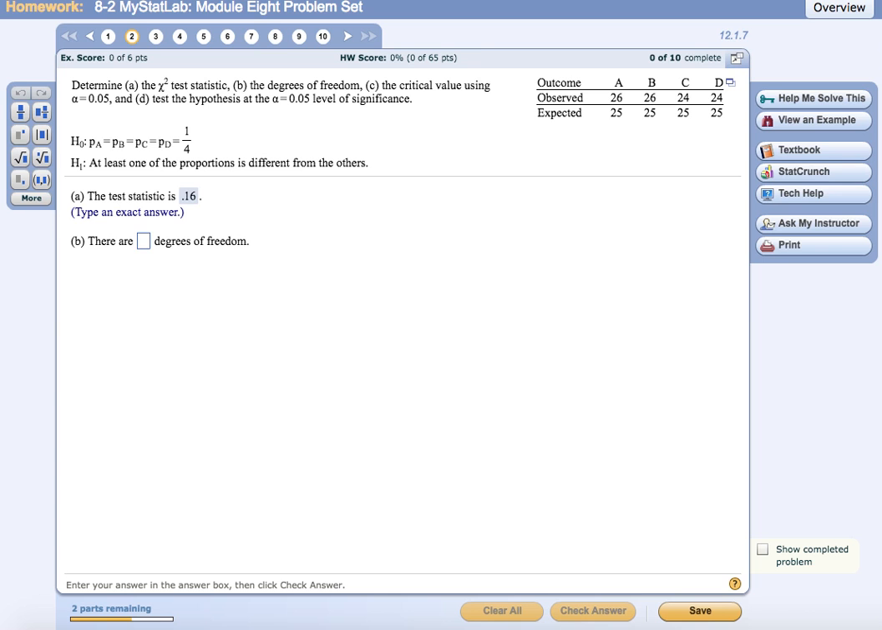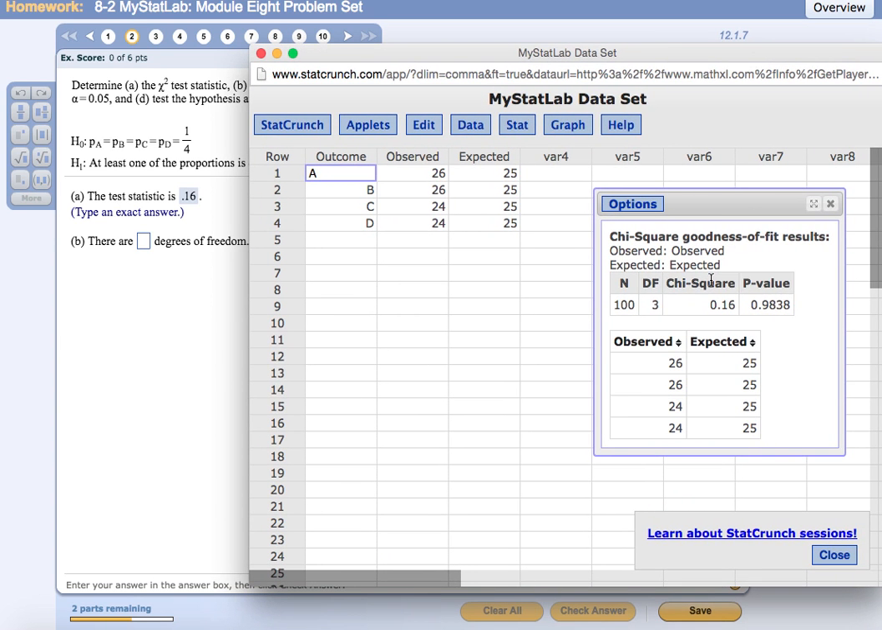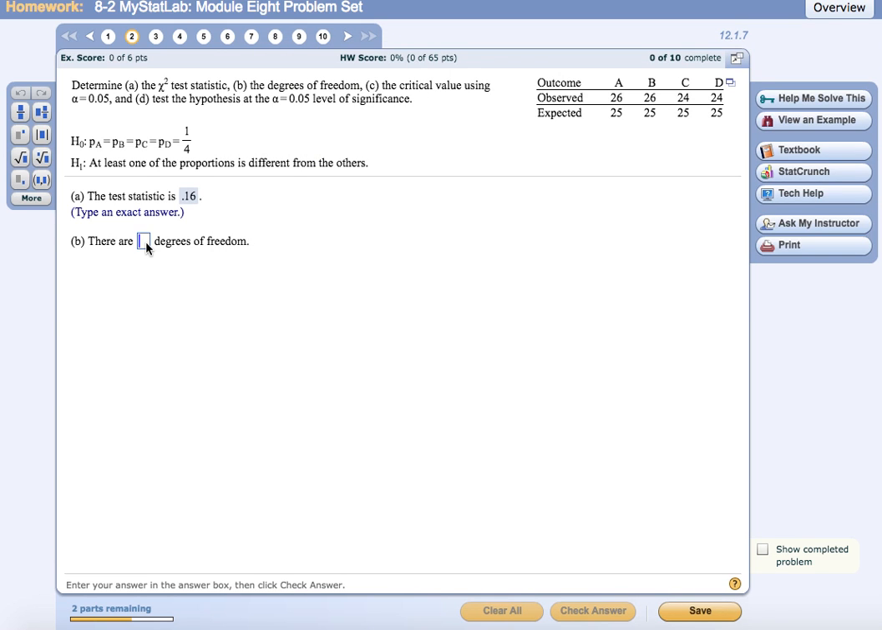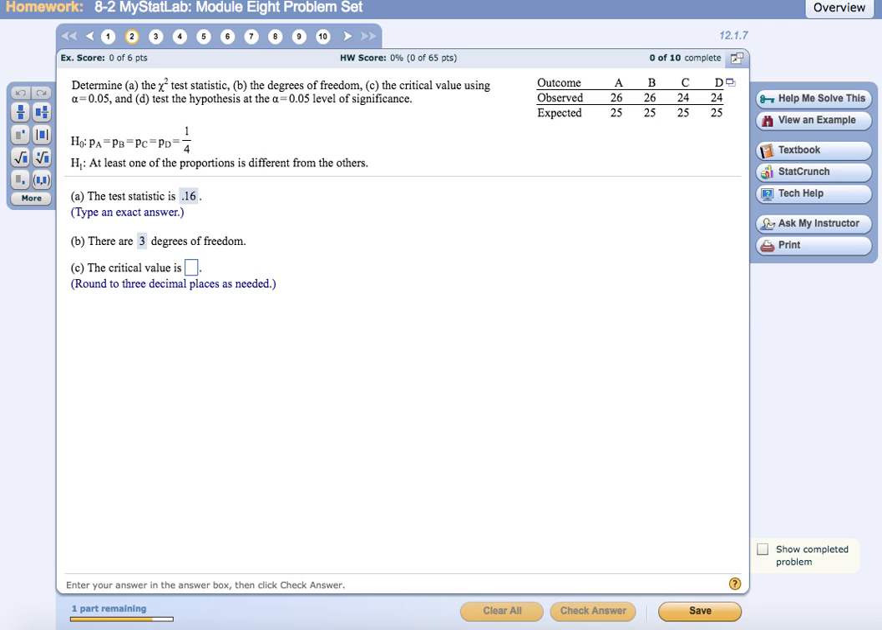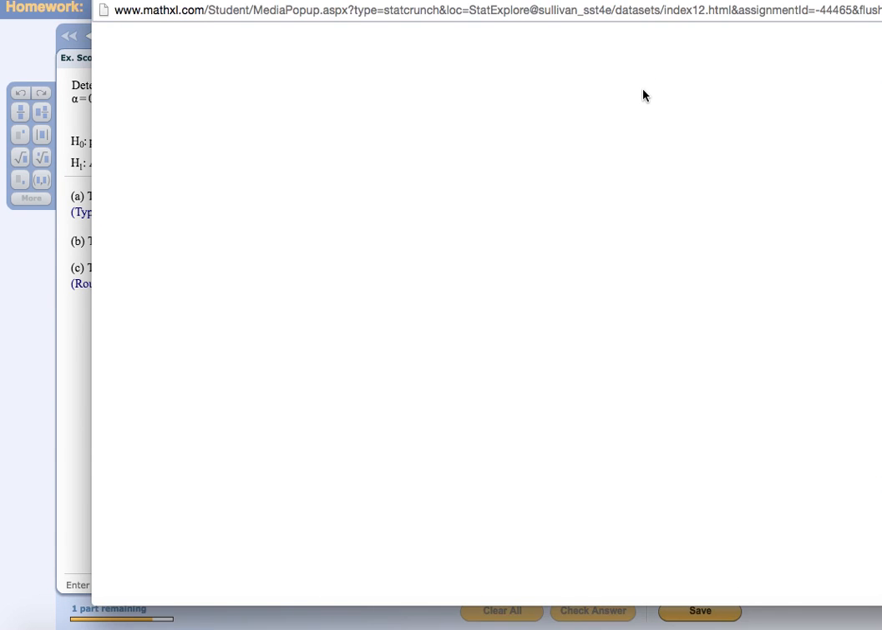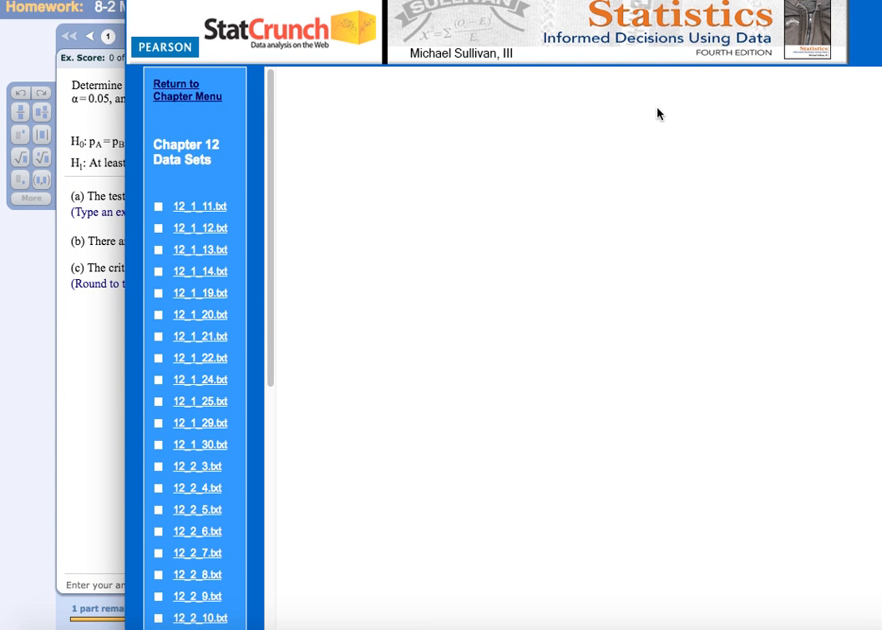Okay, and then the degrees of freedom, well, they are calculated right here as 3 degrees of freedom. And then the critical value. So we're going to have to look at the 0.05 level of significance. And let me see. Let me open StatCrunch again. And we'll have to calculate it.